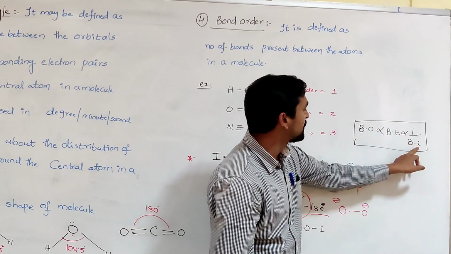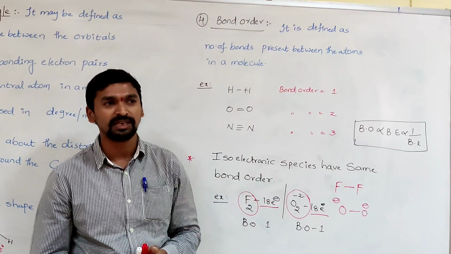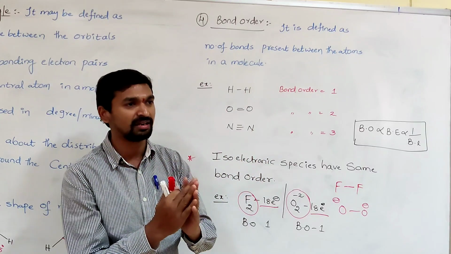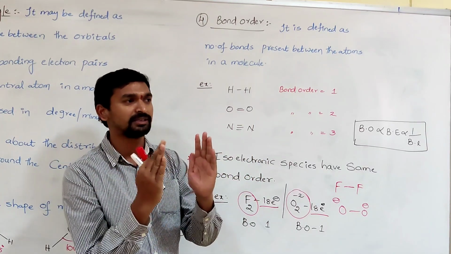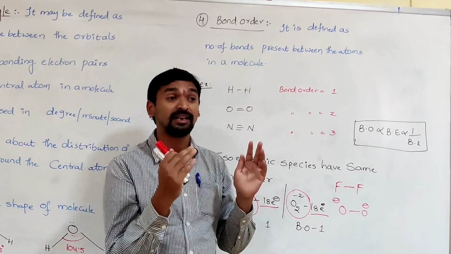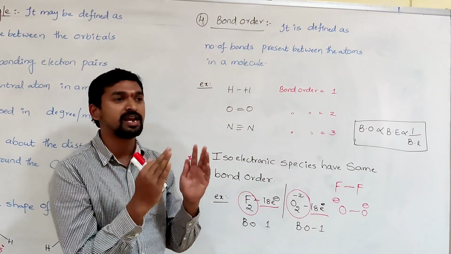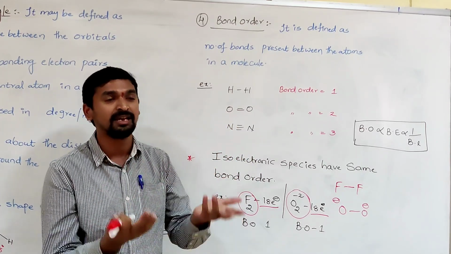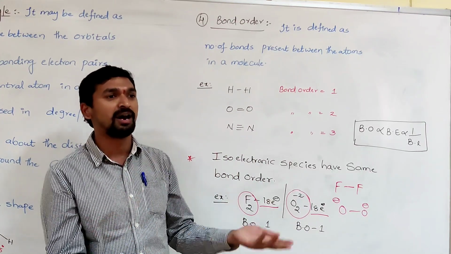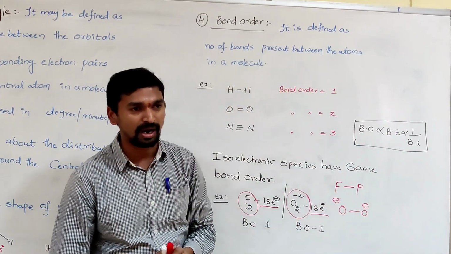Bond order is inversely proportional to bond length. As the number of bonds between the two atoms increases, the atoms come very close together because they are attracted very strongly. When they come very close together, what happens to the distance between the centers of the nuclei of the two bonded atoms? It decreases. So when the distance between the nuclei of two bonded atoms decreases, the bond length decreases. As the bond order increases, the bond length decreases. That's why bond order is inversely proportional to bond length.